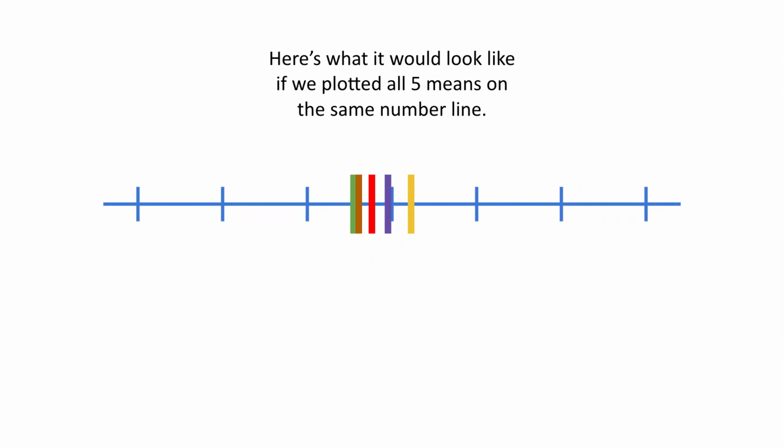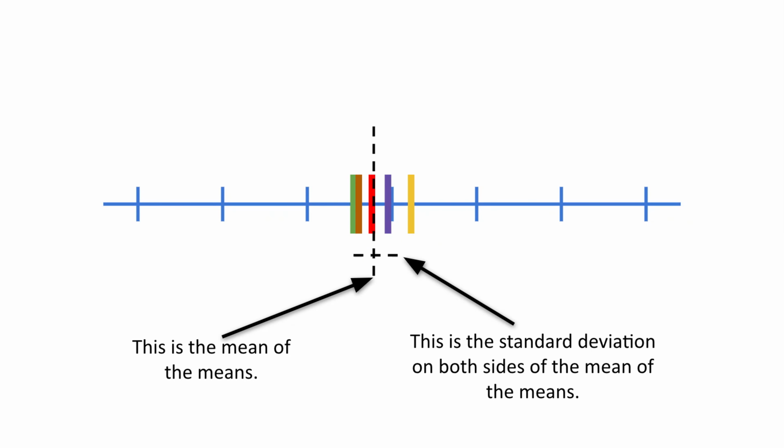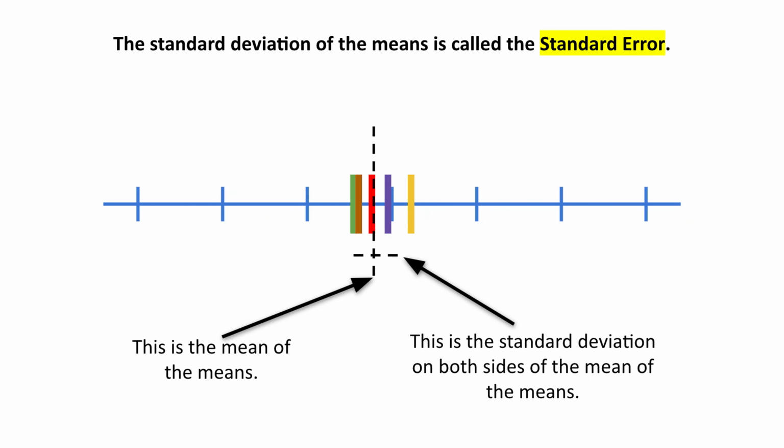Here's what it would look like if we plotted all 5 means on the same number line. This is the mean of the means, and this is the standard deviation on both sides of the mean of the means. It's a little bit of a tongue twister. So the standard deviation of the means is called the standard error or standard error of the means. And that's it. It's just that simple.